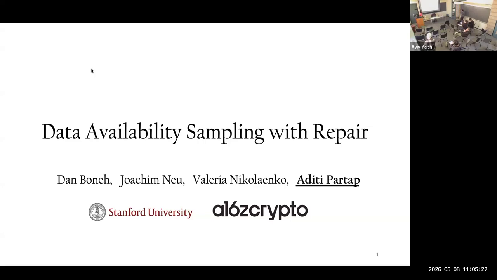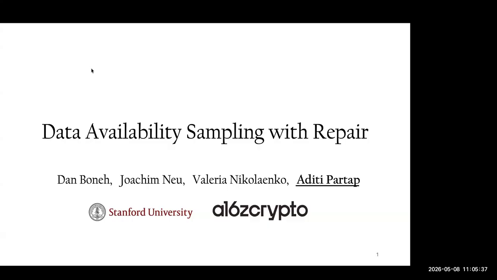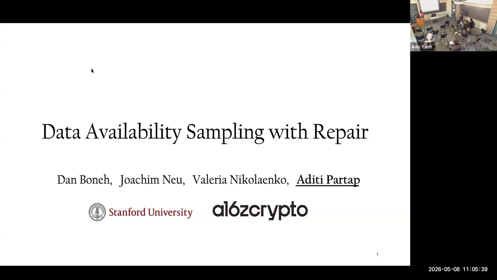We're very glad to have Aditi with us. She is a fifth-year PhD student at Stanford. Dan Boneh is working with her, it's not the other way around. Right? And she's going to talk to us about data availability sampling with repair.